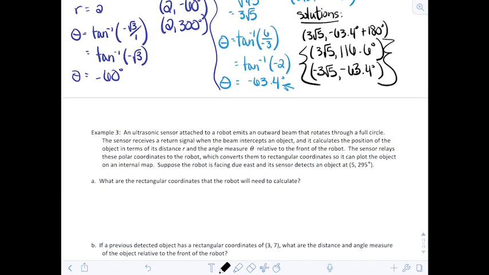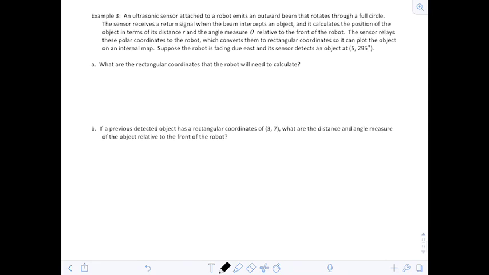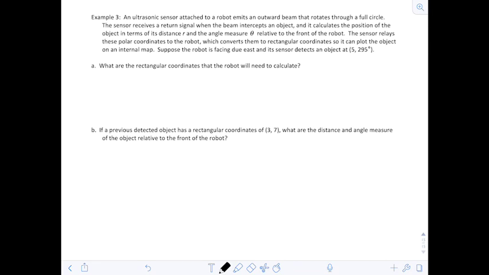Okay, the last example. It says an ultrasonic sensor attached to a robot emits an outward beam that rotates through a full circle. The sensor receives a return signal when the beam intercepts an object, and it calculates the position of the object in terms of its distance r and the angle measure theta relative to the front of the robot. The sensor relays these polar coordinates to the robot, which then converts them to rectangular coordinates so it can be plotted on an internal map.